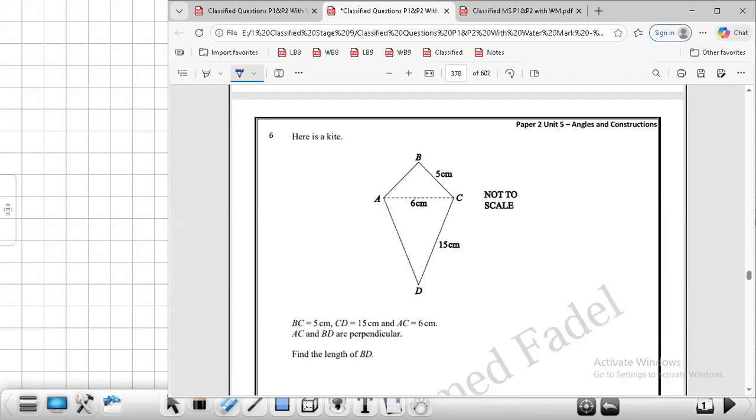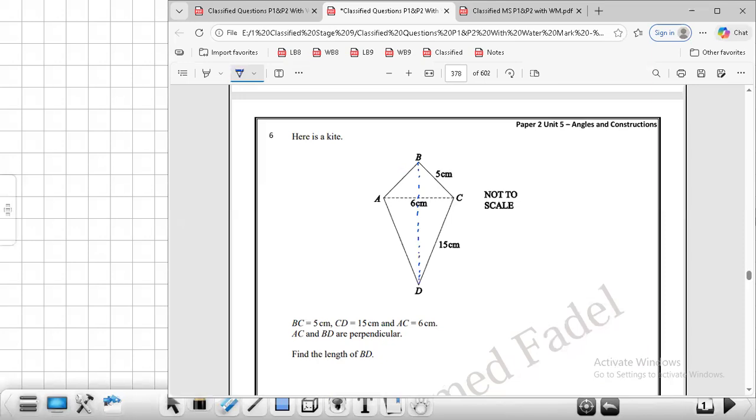BC is 5 centimeters, CD is 15, and AC is 6. So they want you to find the length of BD. Mister, there is no side here, BD. Yes, you just need to split the shape and connect to make BD this way.